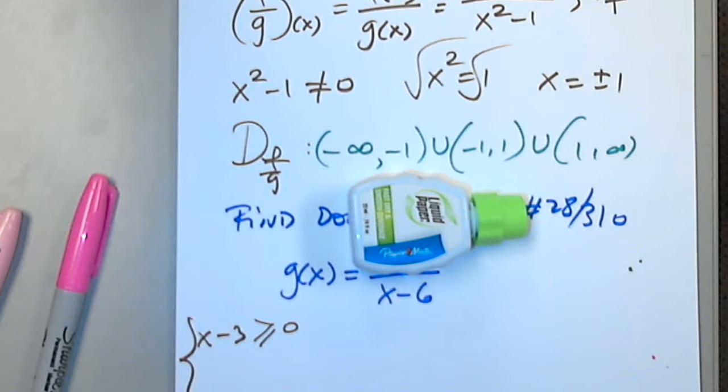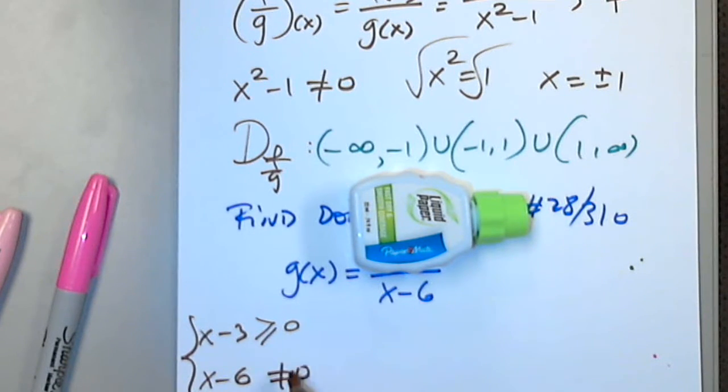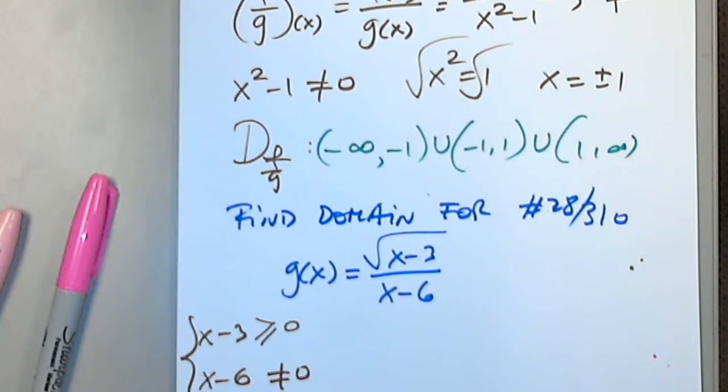Second one. What condition will x minus 6 have? Will it have to fulfill not equal to 0, right? It's in the denominator. Right. So then x minus 6 not equal to 0. Very good. These are the two conditions for this function to exist.